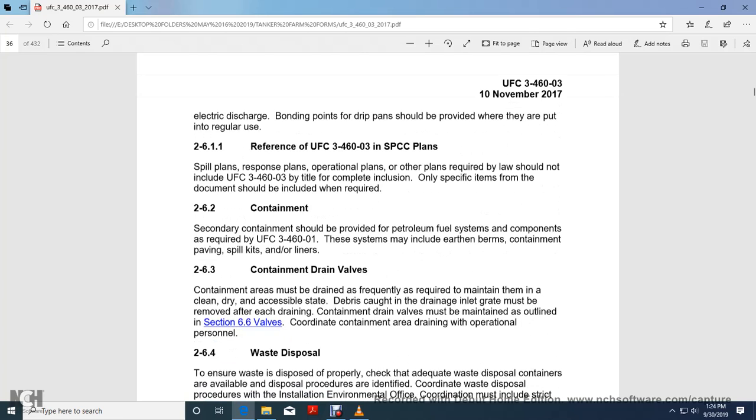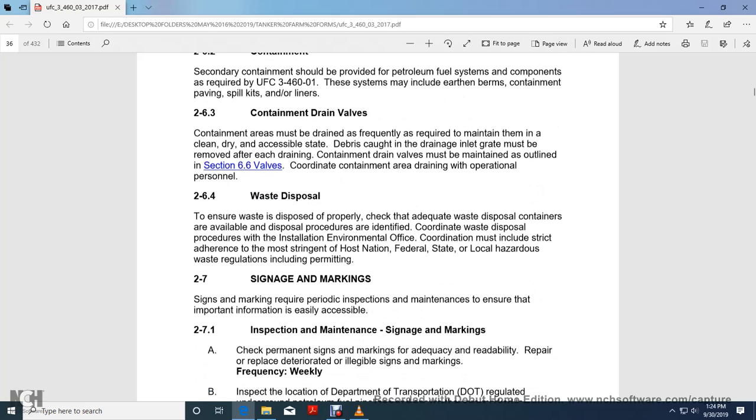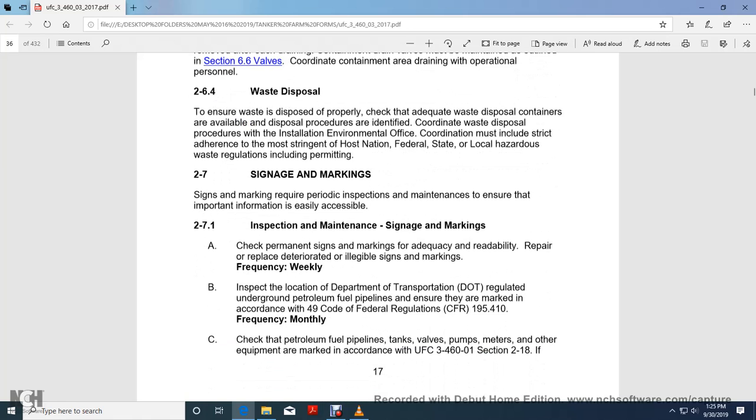2.6.2 Containment. Secondary containment for petroleum fuel system components is required by UFC 3-460-01. These systems may include dikes, berms, containment paving, spill kits, or liners. 2.6.3 Containment drain valves. Containment areas must be drained frequently to maintain them in a clean, dry, and accessible state. Debris caught in the drain inlet grate must be removed after each drain. Containment drain valves must be maintained as outlined in Section 6.6, valves. Coordinate containment or drain valve draining with operational personnel.